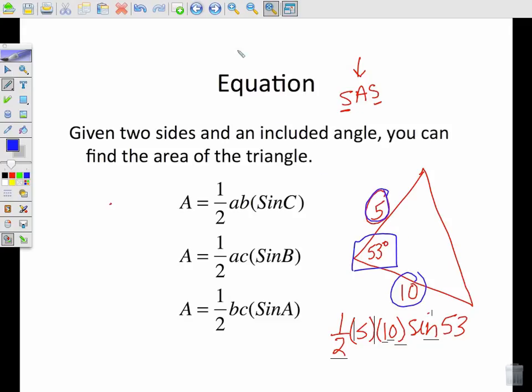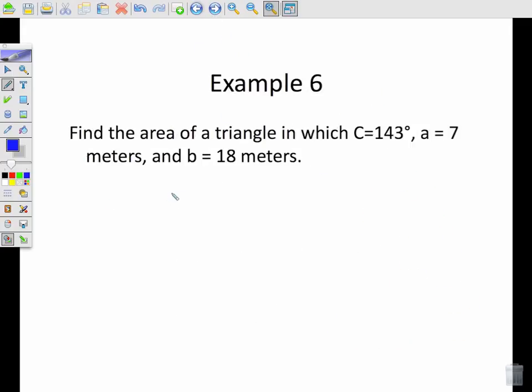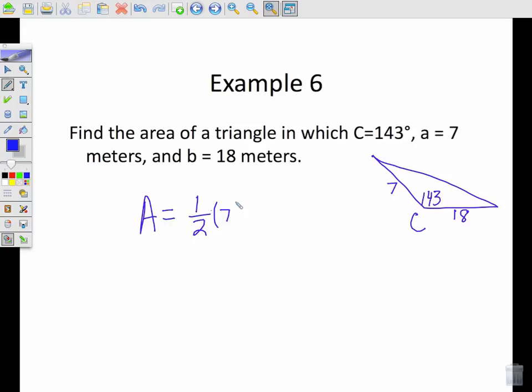All right, here we go. Find the area of a triangle in which C is 143 degrees, A is 7, let's just say that's 7, and B is 18. All right, so there is a rough drawing of that, but to find the area, you would take area is 1/2, the two sides, 7 times 18, multiply by the sine of the included angle of 143 degrees.